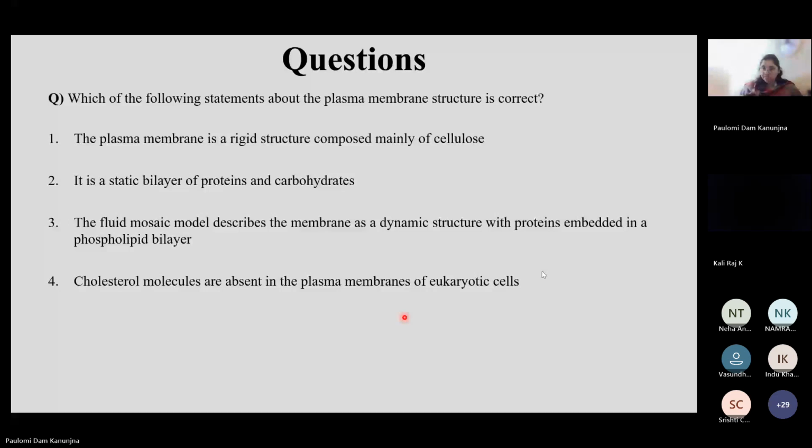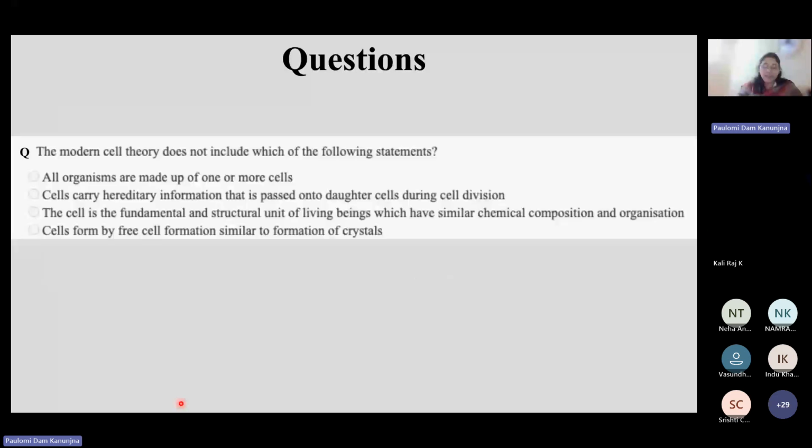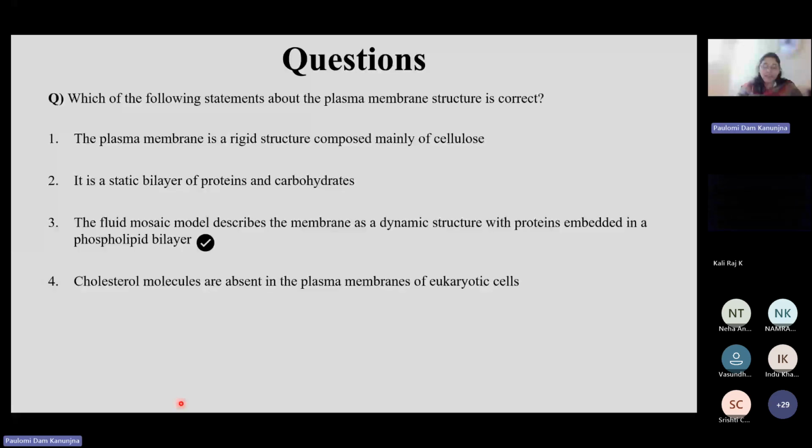3, 3, 3, 3. Yes. I see all of you remember already. Right. Fluid mosaic model, which is basically describing the membrane as a dynamic structure because the proteins that we remember are embedded in the phospholipid bilayer. Okay. As you can see, the questions are in different form. That kind of tells you that these are from 2 different years of assignments.